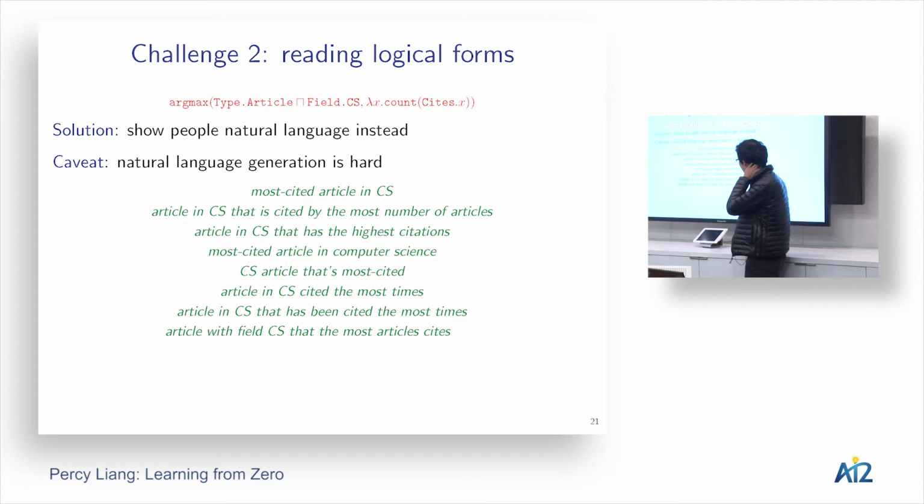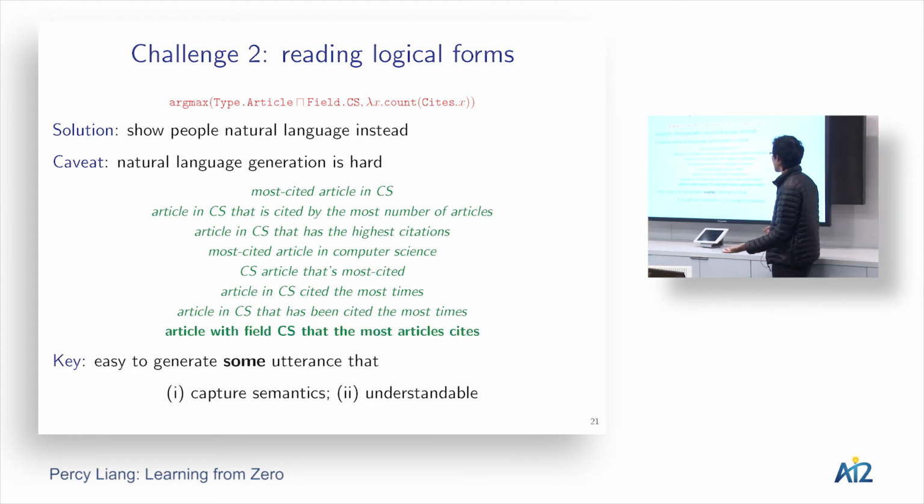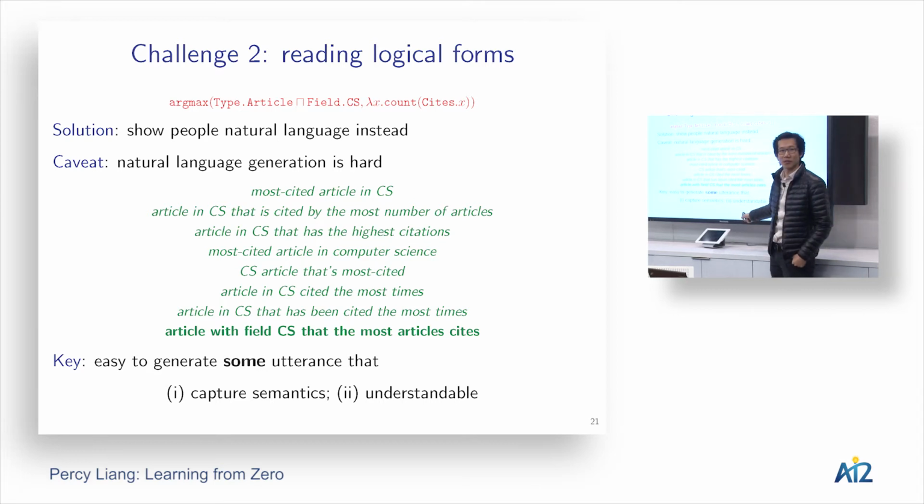So the realization is that, and this is one of the things that makes language difficult, but we can use it to our advantage here, there are many ways to express the same semantics in natural language. So why don't we just pick one that is most convenient to us? What we're going to do is pick some utterance as long as it captures the semantics of the logical form and is somewhat understandable to humans. So we're going to do something like this.